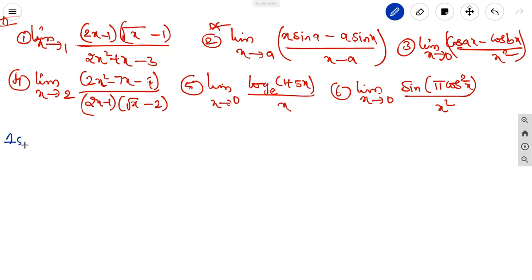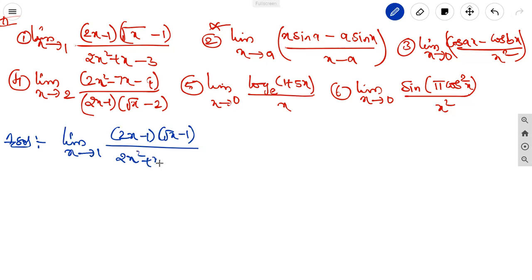The first solution is limit x tends to 1 of (2x minus 1)(root x minus 1) by (2x square plus x minus 3). First, we can find the factors for the denominator, 2x square plus x minus 3.